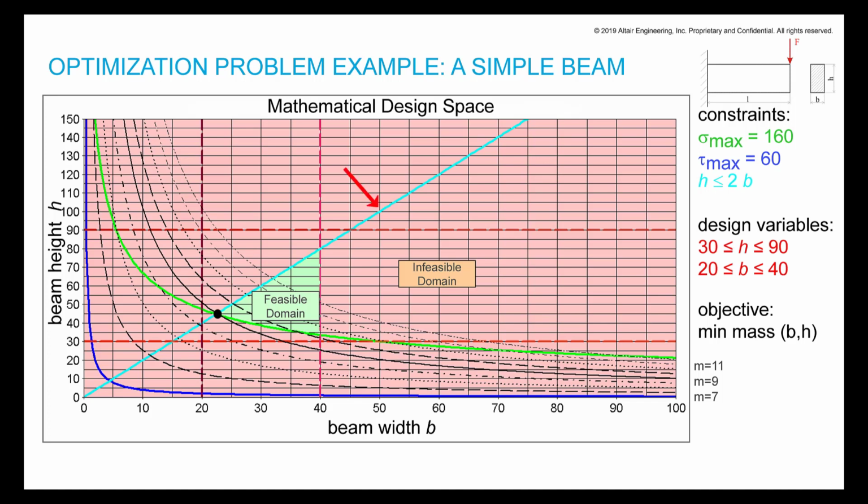Another constraint is that the height has to be less than or equal to 2 times the width, so anything above this line is eliminated. The overall height has to be between 30 and 90, and overall width has to be between 20 and 40. What is left is this green triangle, and any combination that falls within this green triangle is feasible, which means it satisfies all of the requirements. The objective is to minimize the weight, and the optimum design is found in the direction of least weight contour in the feasible domain.